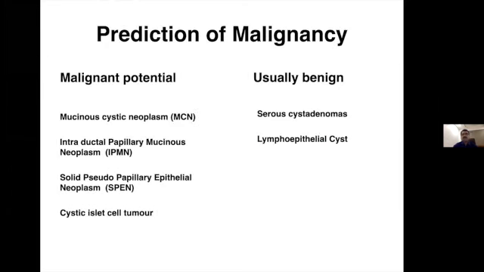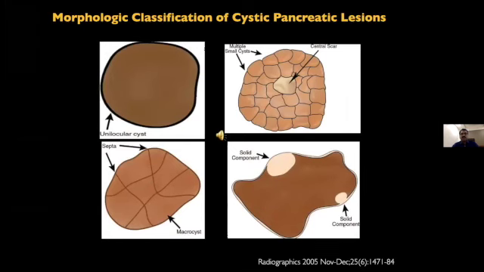On the prediction of malignancy, there are some tumors which have malignant potential, and there are some tumors which are usually benign. The malignant potential lies with the mucinous cystic neoplasm, intraductal papillary mucinous neoplasm, solid pseudopapillary neoplasm, and cystic islet cell tumor. Whereas the serous cystadenoma and lymphoepithelial cysts are almost always benign. So this differentiation between tumors with malignant potential and those which are always benign is very important when you plan the treatment.